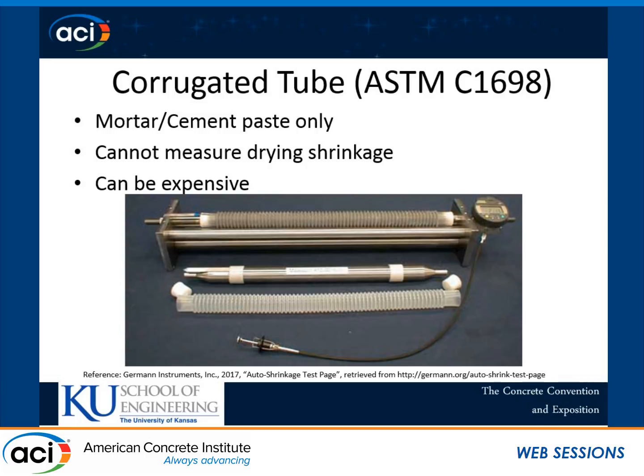But there are several drawbacks to it. The first is that it cannot be used on concrete which contains coarse aggregate. Also, this test setup cannot be used to measure drying shrinkage because the specimen is always sealed in the tube. And finally, the test setup can be expensive, especially when you try to measure multiple specimens from multiple mixtures. The number of setups needed quickly goes up.